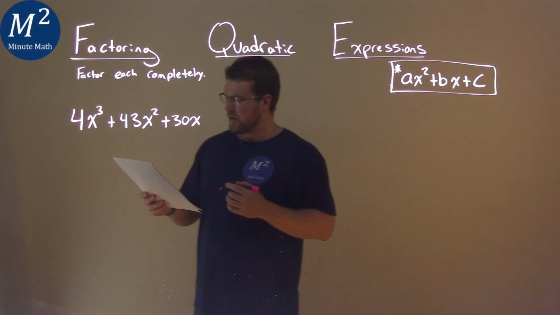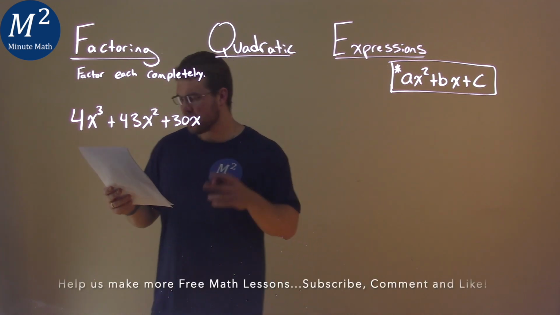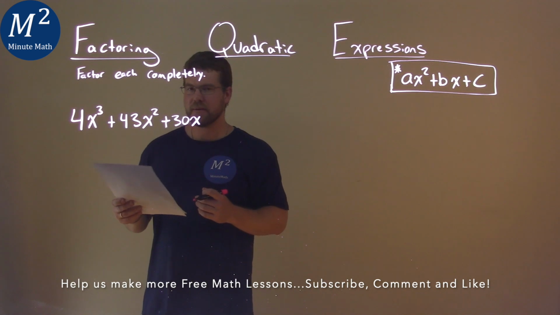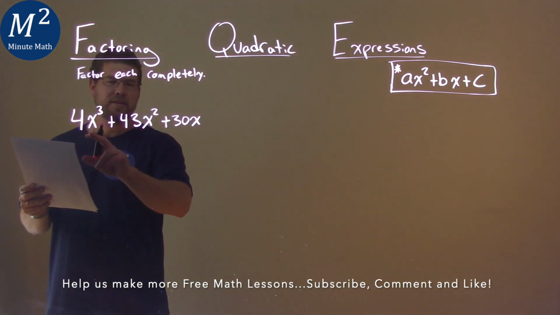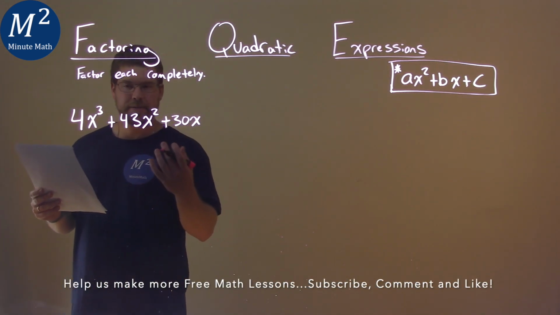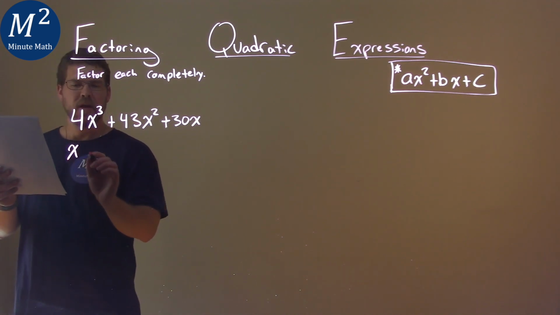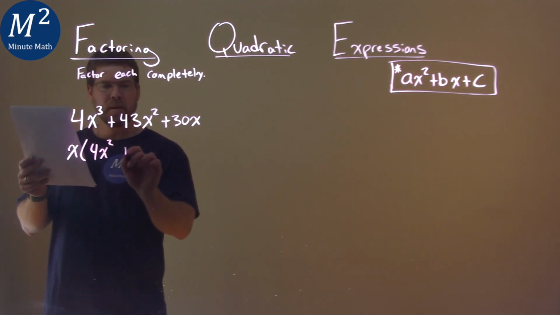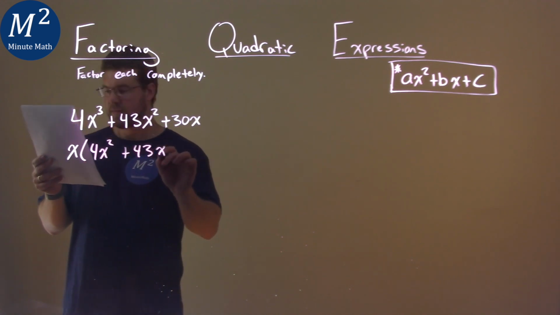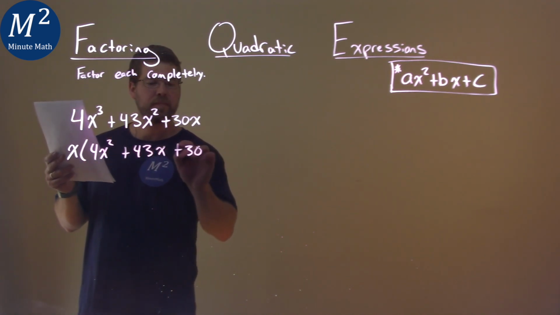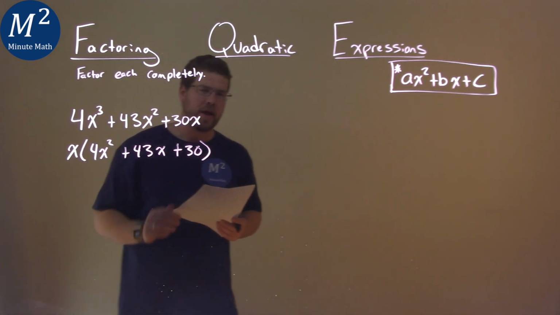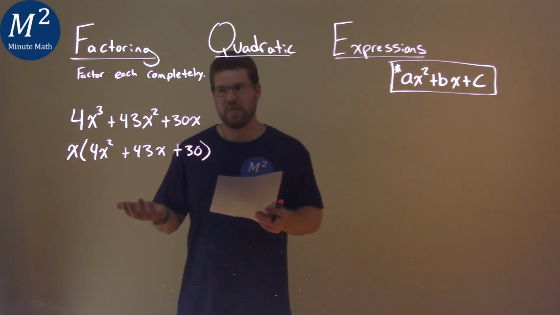We're given this problem right here, 4x to the third plus 43x squared plus 30x, and we need to factor this completely. First thing I notice is that there's an extra x in each part here, so we can pull that out. Pulling that out, we have x times 4x squared plus 43x plus 30, and there we have it. Well, we now have a quadratic in the parentheses, and we can factor that.